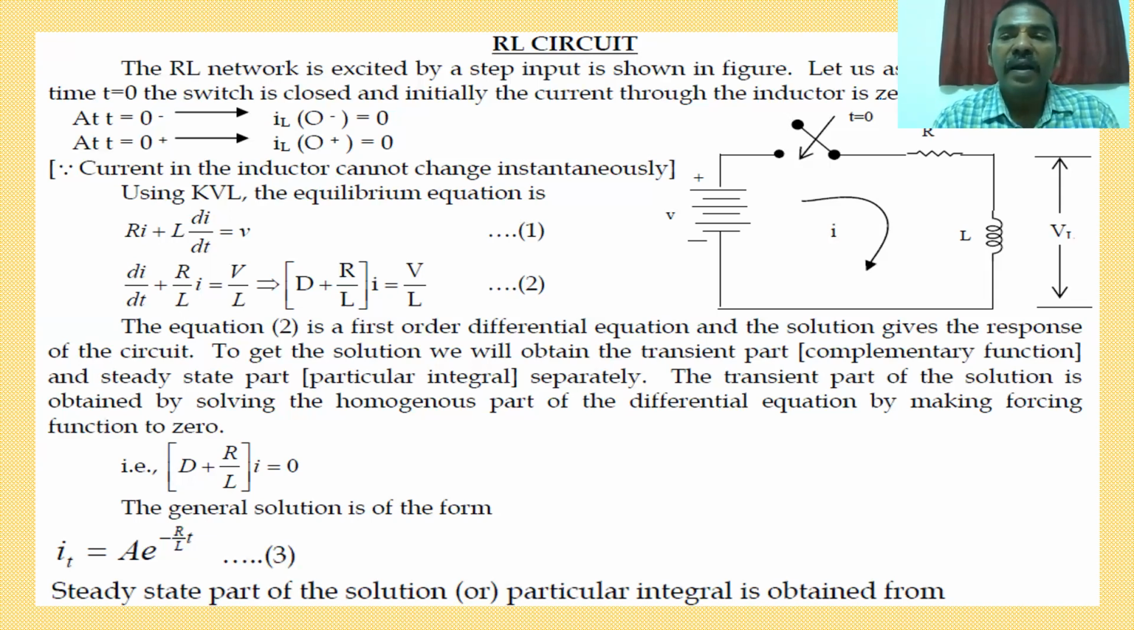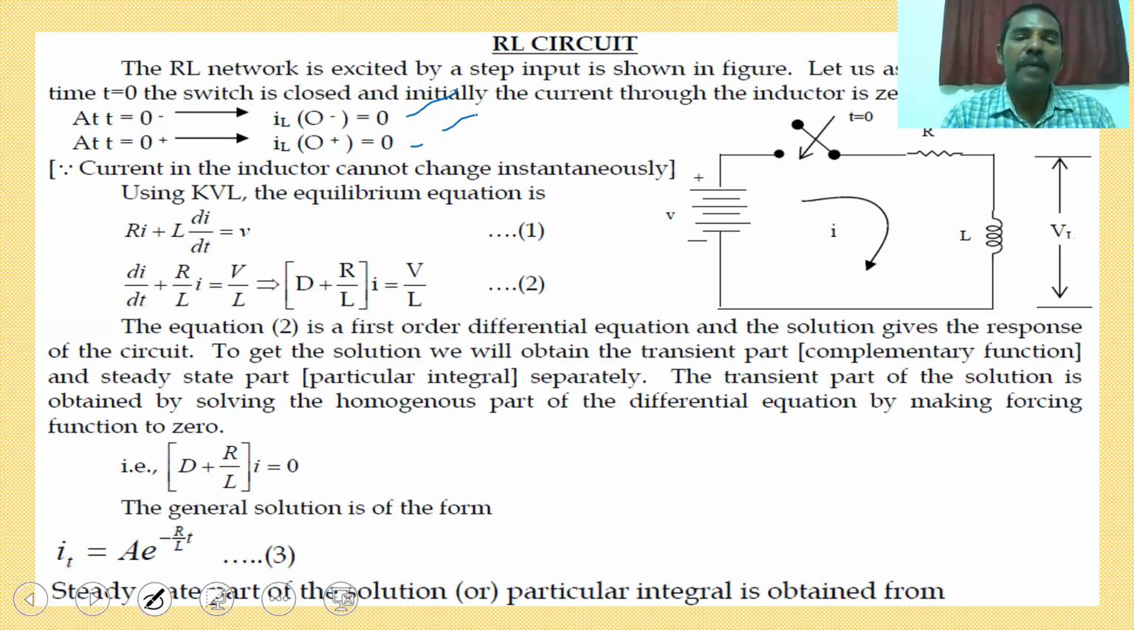Now at the t equal to 0 minus condition, what is the current flowing through the circuit? No current will flow through the circuit, so the current is 0. Still it is an open path only. Then immediately the switch is closed at t equal to 0 plus. The inductor never takes instantaneous current, which means it acts as an open circuit. So under that condition, I of 0 plus is also 0. These are the two initial conditions we get when the switch is closed at t equal to 0.